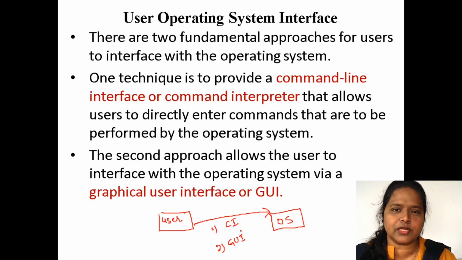So this is what the user operating system interface means. How the user is going to interact with the operating system, that is the user operating system interface. By what approaches does the user interact with the system? By making use of two approaches. The first one is the command interpreter and the second one is the graphical user interface. This command interpreter we can also call a command line interface.